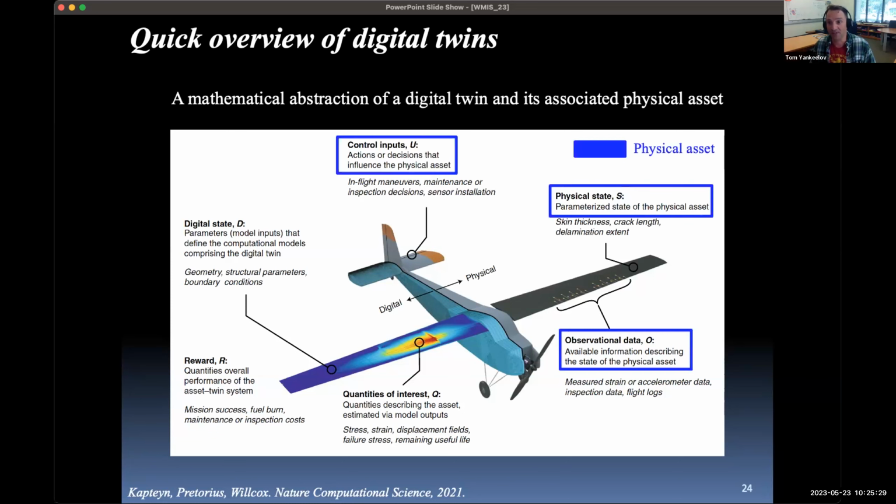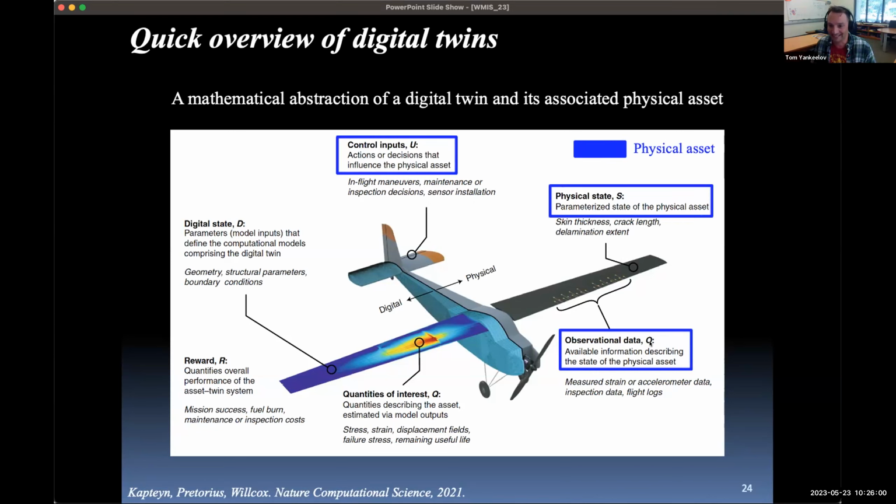And there's really two components to this. There's the physical asset, the stuff that's in blue here that you can touch and feel and measure and poke and prod. So they have the control inputs, the actions you can actually do to the system. So for them, things like in-flight maneuvers, sensor installation, and so forth. Then there's the physical state, like what the situation is actually, with the skin thickness, the crack length, how long it extends within the wing, for example. Then there's the measurements you can make. You can put a measured strain or accelerometer data. You can look at the flight logs, all those kinds of things.